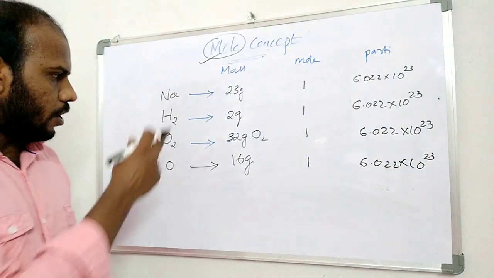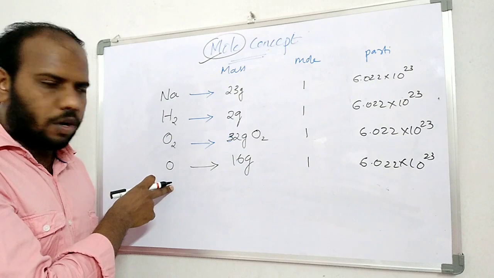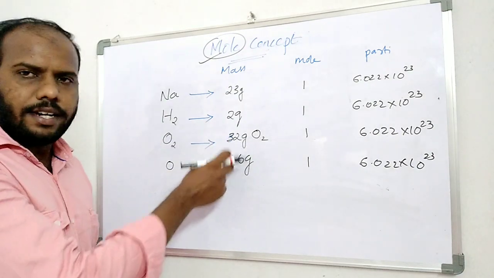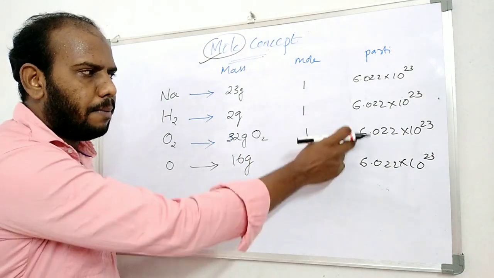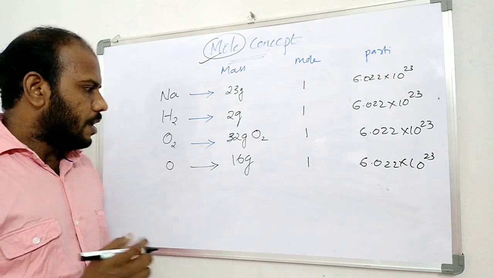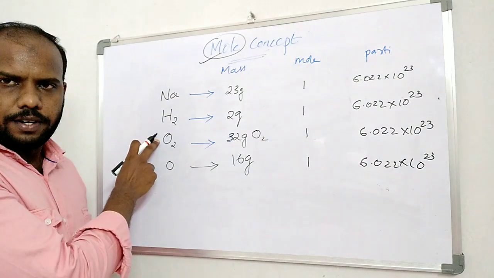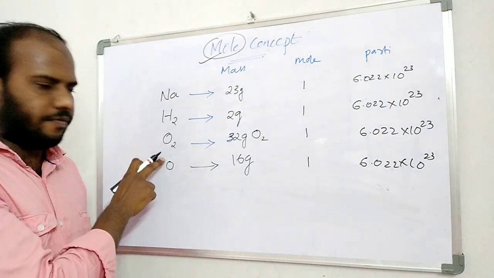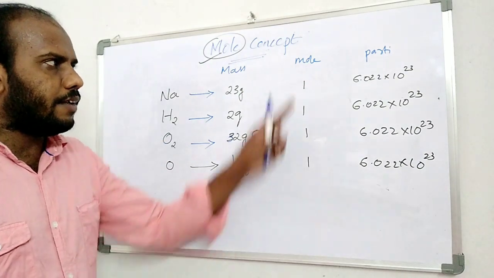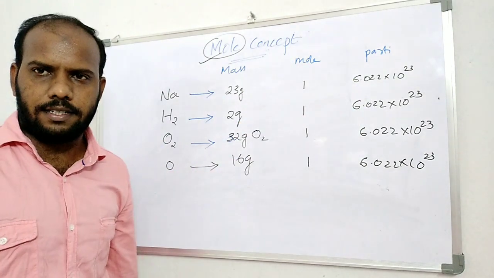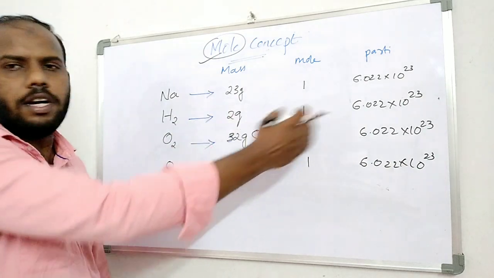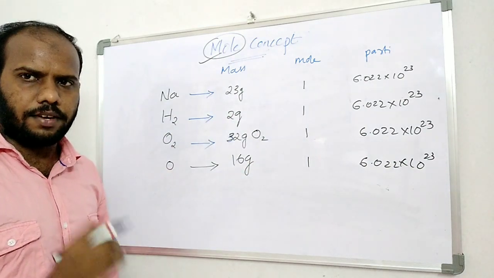Got it, children? So observe here, this is also oxygen, this is also oxygen, but the masses are different, but the mole and particles are the same. How does it happen? Because of the coefficient of that element; the mole and the particles depend on it. Got it? So the mass does not matter. Are you understanding?